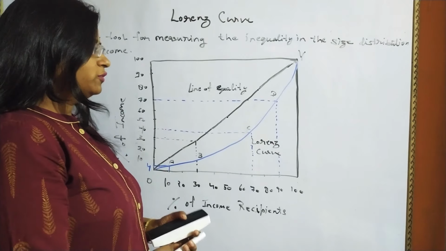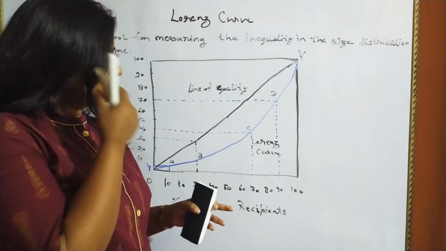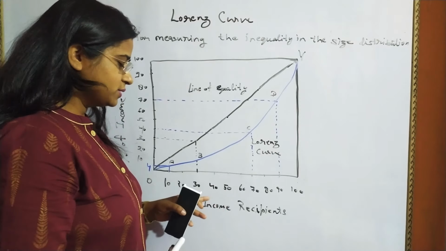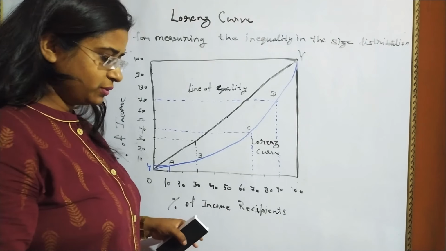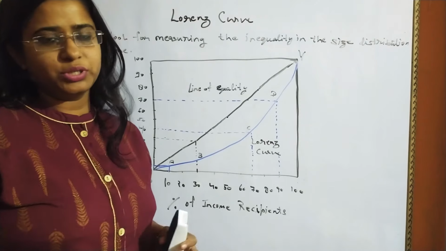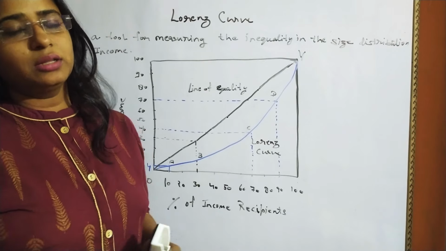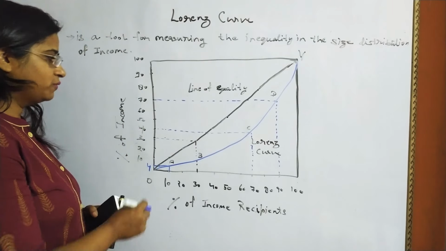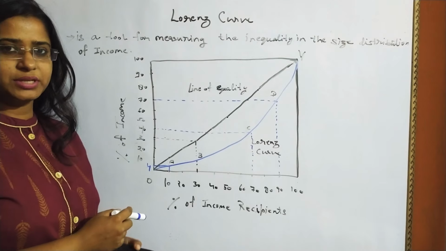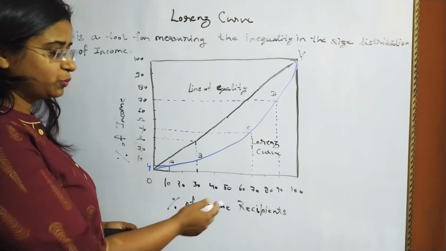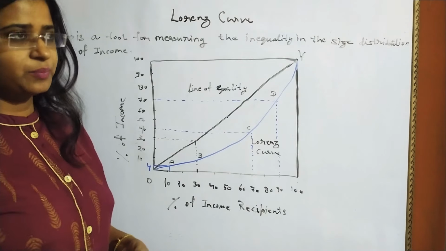On this whiteboard we can see a square and the bottom line of this square is showing the percentage of income recipients or the population of any country. The vertical axis of this figure is showing the percentage of income that this population is earning.